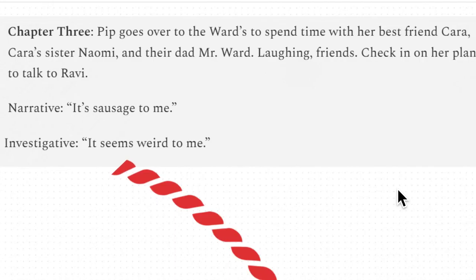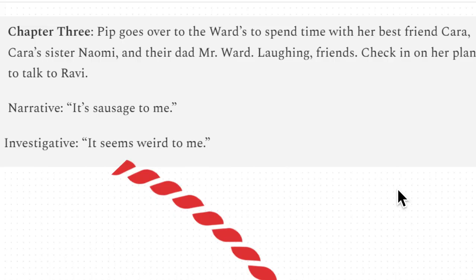In chapter 3, Pip goes over to the Wards to spend time with her best friend, Kara, Kara's sister, Naomi, and their dad, Mr. Ward. There's laughing, there's friends, they're playing around, they use a German phrase about sausage. Here they check in, or Pippa really checks in with her plan to talk to Ravi with Kara. "It's sausage to me" is the last line, which is referencing that German thing.